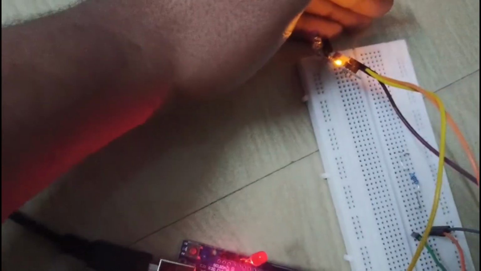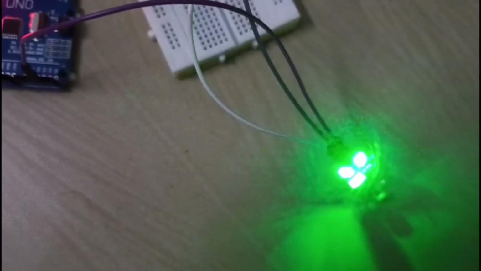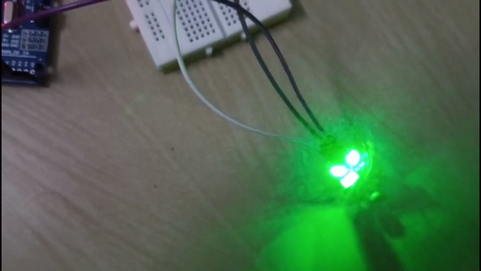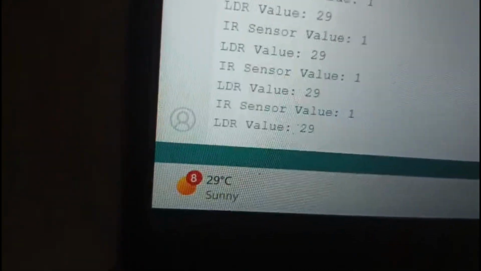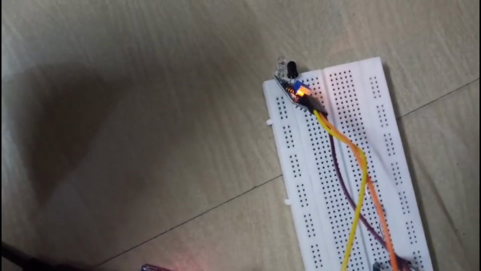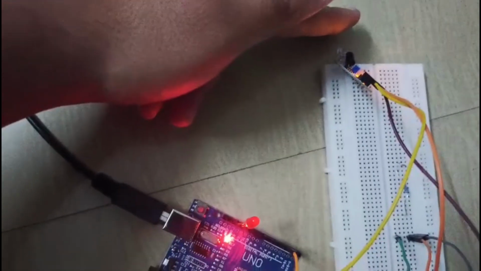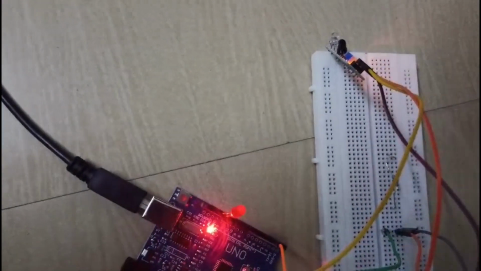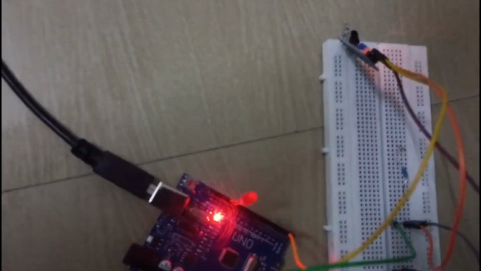For example, now I am providing darkness near our LDR sensor. Let me show. Yes, I provided darkness near the sensor with an object's shadow. That's the reason you can see the LDR value has now gone to 2930. Now this is my IR sensor. It is not able to detect motion, right? So the LED is not on. Once it detects the motion, yes, you can see the LED is turning on. It means that not only is the LDR value high, and if motion is detected, then only our LED is going to turn on.